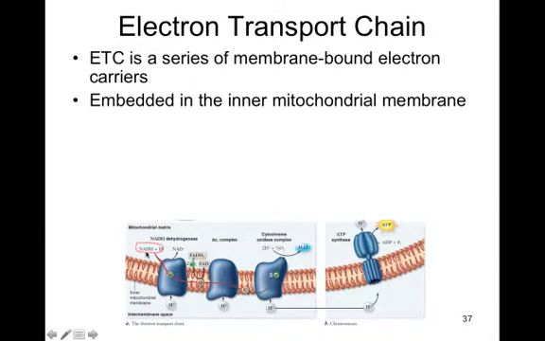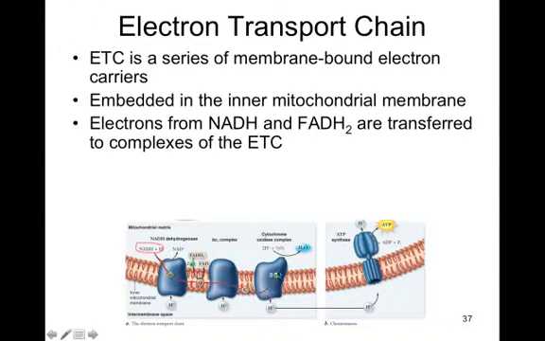So NADH comes from the mitochondrial matrix, the fluid inside the mitochondria, and drops off electrons at the first electron acceptor in the chain. Those electrons will then be passed from electron acceptor to electron acceptor all the way down the electron transport chain until they're transferred to oxygen by the final membrane-embedded electron acceptor.